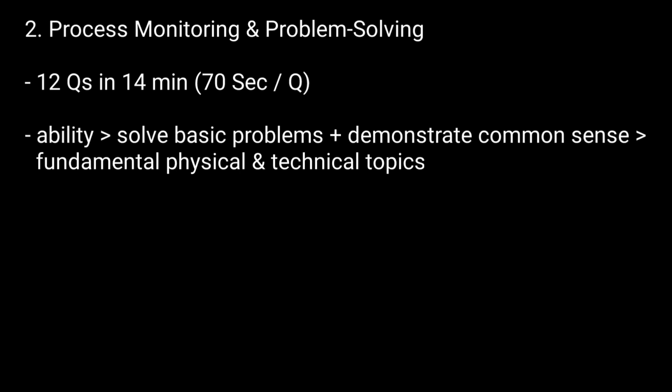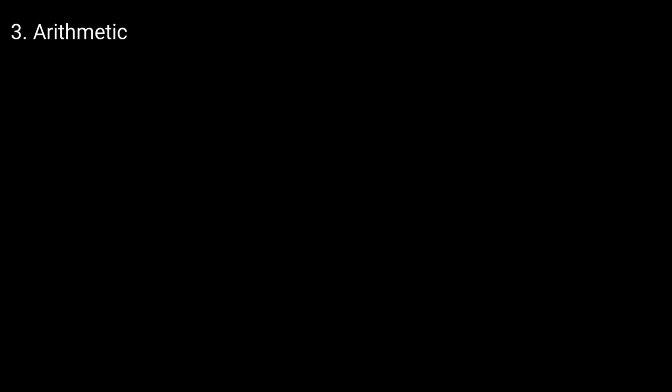Second section is the process monitoring and problem solving, which contains 12 questions, and you have to solve these 12 questions in 14 minutes. It means you have 70 seconds per question. This section assesses your ability to solve basic problems and to demonstrate common sense on a variety of fundamental physical and technical topics. Number 3 is arithmetic.